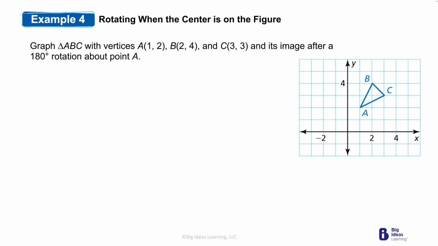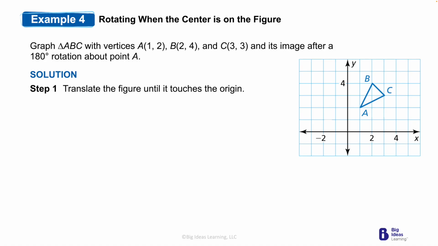It looks like this. So triangle ABC has vertices A, 1, 2, B, 2, 4, and C, 3, 3. And you want to do a 180 rotation about point A. So your rule, translate the figure until your point of rotation, which is point A, touches the origin. So if it had said around point B, we would move it until point B is on the origin. If it had said around point C, we move it until point C is the origin. But it said around point A. So we're going to translate that until A is touching the origin, just like that.